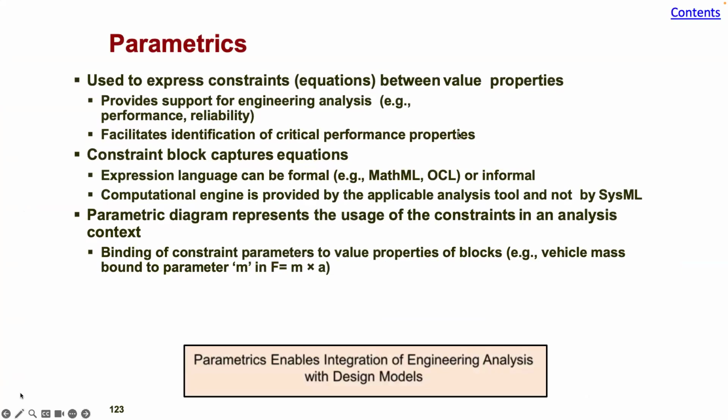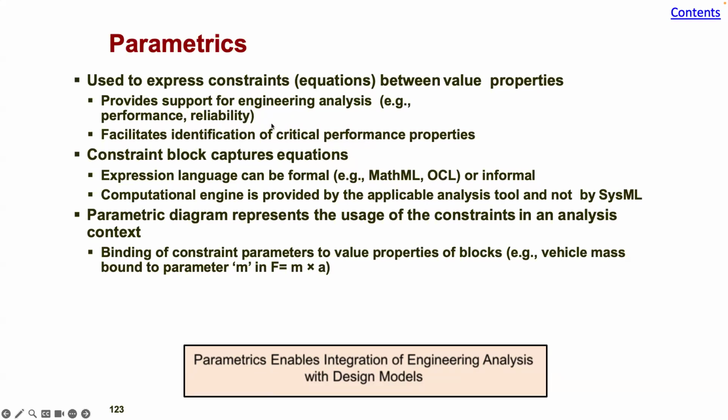So parametrics, you have equations, constraints, and stuff like that. You can do trades. And so parametric diagrams are used to express constraints, or you can be thinking of those in terms of equations between value properties. They provide support for engineering analysis, for example, performance and reliability. How does it perform if we have a 50 kilowatt hour battery, say using an example for an electric vehicle? Or what about for a 75 kilowatt hour battery? Or a 100 kilowatt hour battery?